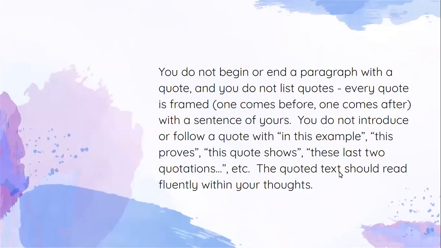So we kind of discussed this in our second lesson with transitions, but I just want a refresher. You do not begin or end a paragraph with a quote. You should never do that because you need to explain your quote. Putting it at the last sentence of your body paragraph does not work because then you don't have any room to explain what the quote means. You need your own commentary in there, and you don't begin a paragraph with a quote because a paragraph always starts with your topic sentence, which is very important.